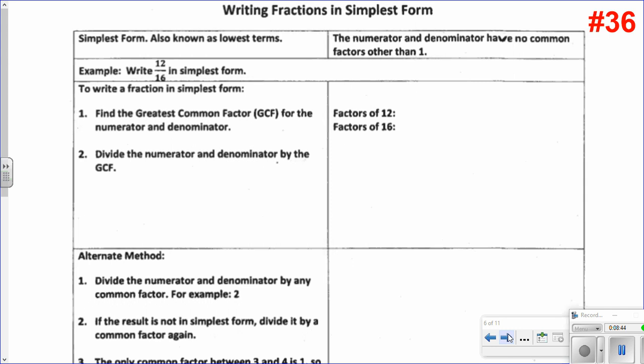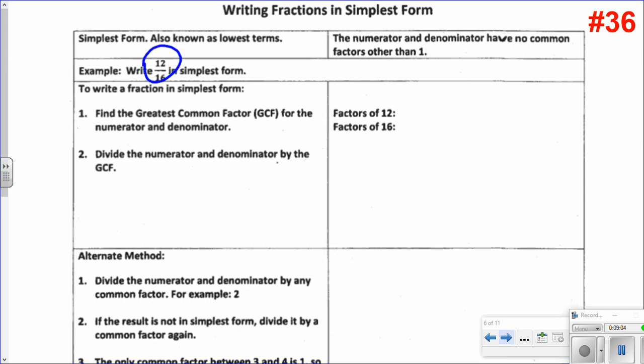All right, so simplest form is also known as lowest terms. So it all means the same thing. So basically the numerator and the denominator have no other factors other than 1, okay? So I'm going to show you what this looks like. All right, so our example is 12/16 right here.